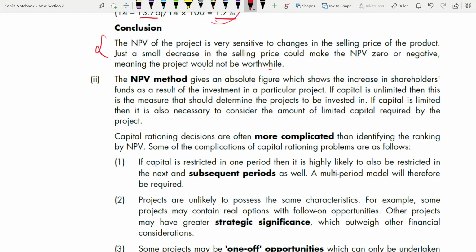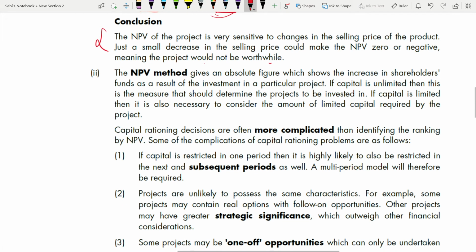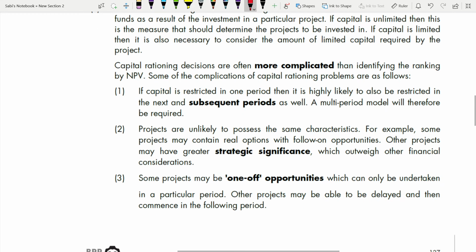But if capital is limited, like in this case, then it is also necessary to consider the amount of limited capital required by the project. Capital rationing decisions are often more complicated than identifying the ranking by net present value. Some of the complications of capital rationing problems are as follows. If capital is restricted in one period, then it is highly likely to also be restricted in the next and subsequent periods as well. A multi-period capital model will therefore be required.